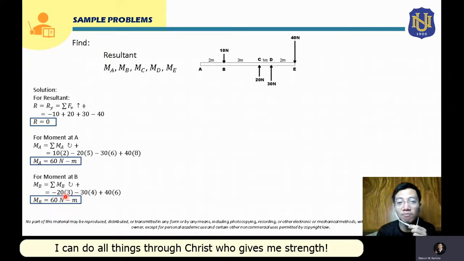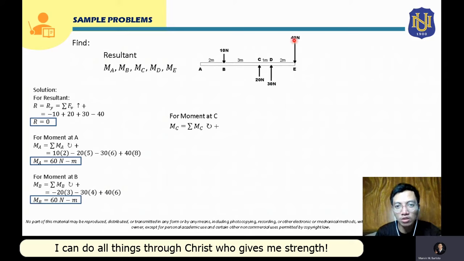But we still have to check the remaining moments, the moments at C, D, and E. So it has to be 60 Newton meter clockwise as well, so that we can conclude that this force system is a couple. So again, let's proceed now to the moment at C. For moment at C, it will be just the summation of all the forces that have moment at C.